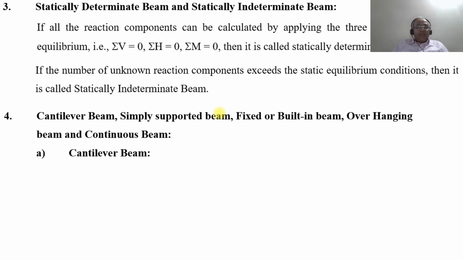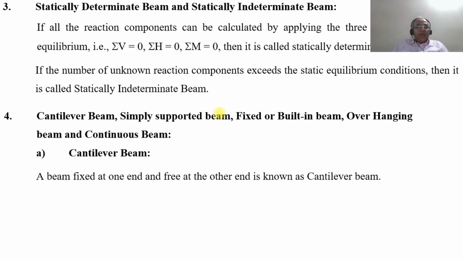The first one we are going to consider is the cantilever beam. A beam fixed at one end and free at the other end is called a cantilever beam. That means in this condition you can see one end of the beam is fixed and the other end is free, and then it is called a cantilever beam.